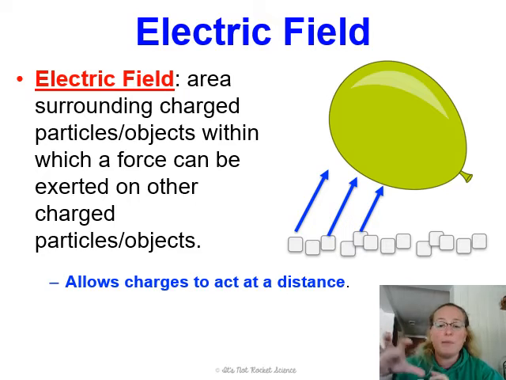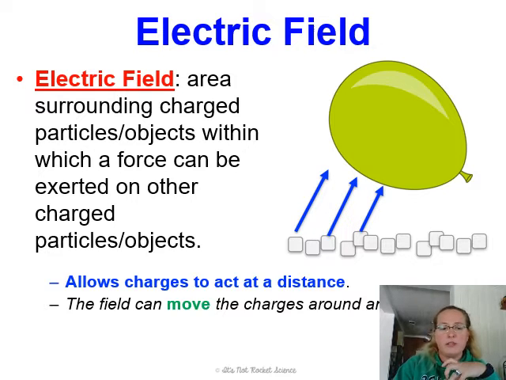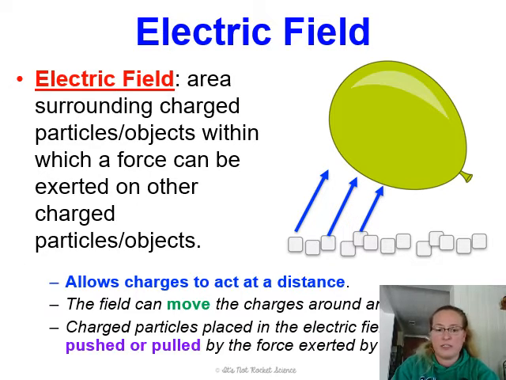If you laid out some really small scraps of paper on a table and held that balloon above them, the scraps of paper look like they're being drawn up toward the balloon. The reason for that is because the balloon has an electric field around it. The field can move the charges around an object near it. So it's acting on the charges of the paper, and those things are attracting to one another. Charged particles placed in the electric field will be pushed or pulled by the force exerted by the field.